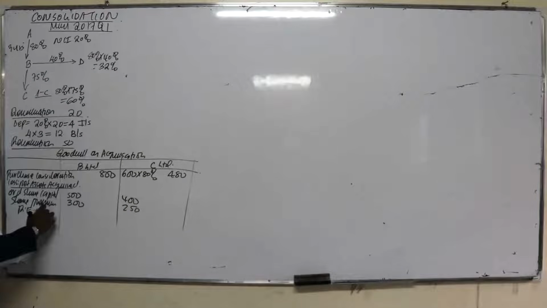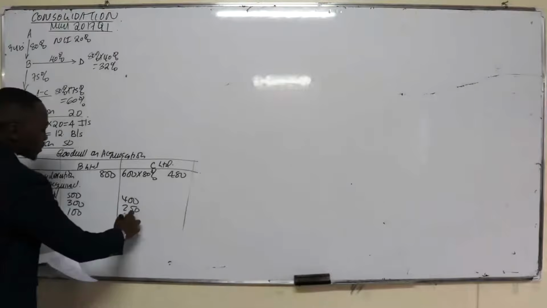Then we had revaluation. For revaluation, B revalued its item of plant by 20, so we factor that 20. Then C revalued its land by 50. But the revaluation of C will be captured by B. We only capture the revaluation itself, it was pre-acquisition for the subsidiary. So therefore, we will not incorporate this revaluation of 50.